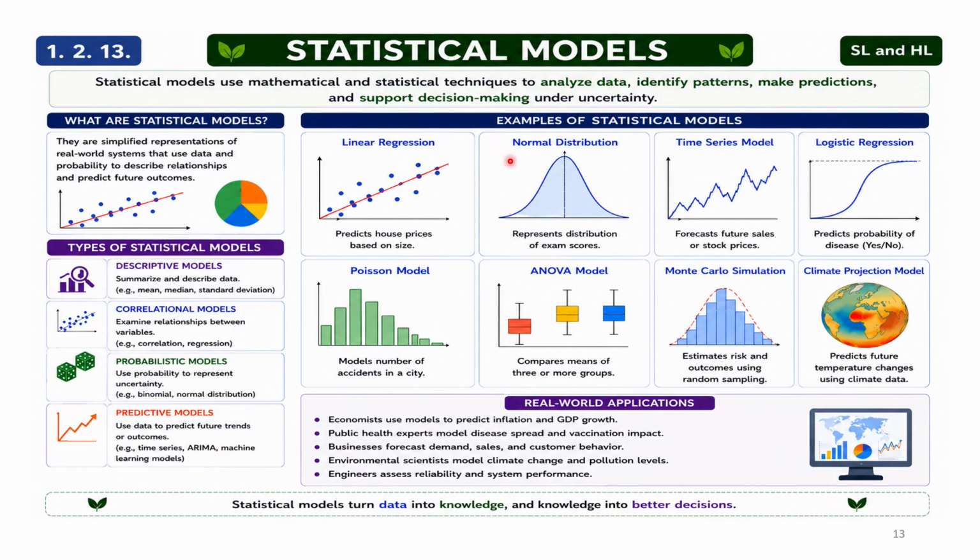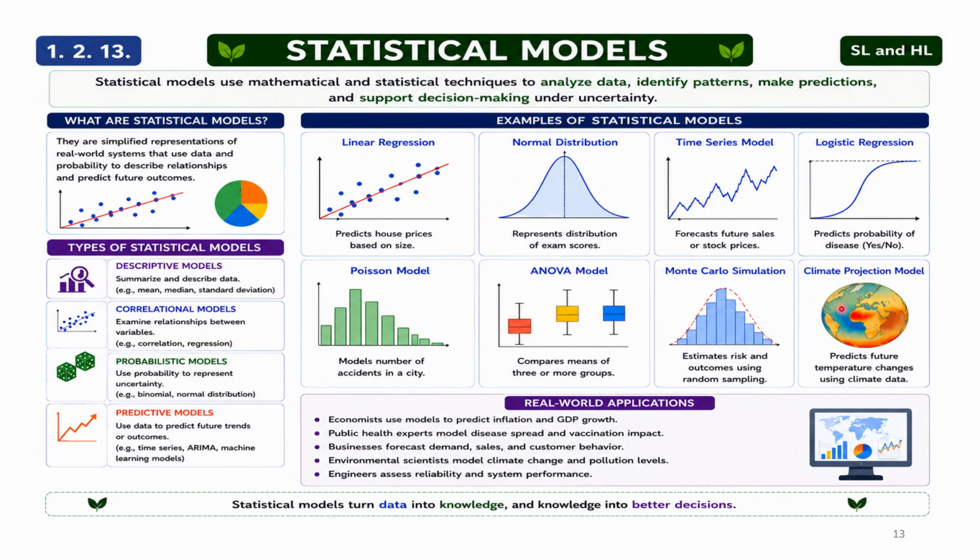For example, linear regression can be used to examine the relationship between carbon dioxide emissions and global temperature, while time series models help forecast population growth or rainfall patterns over time. Other important examples include normal distributions, which describe natural variation in measurements, and climate projection models, which use large datasets to estimate future temperature changes.